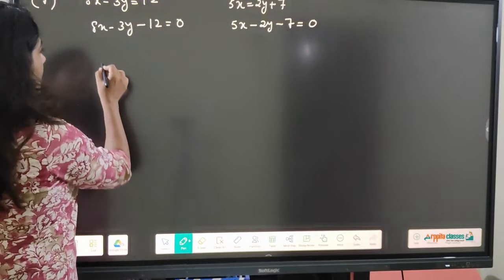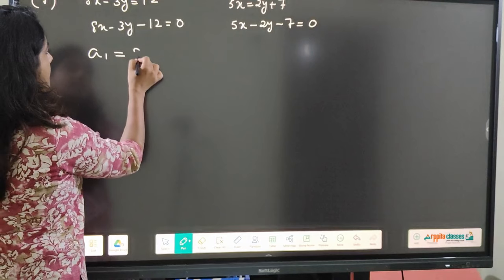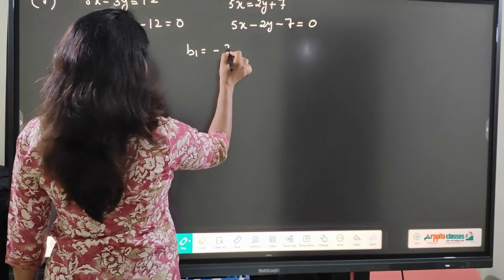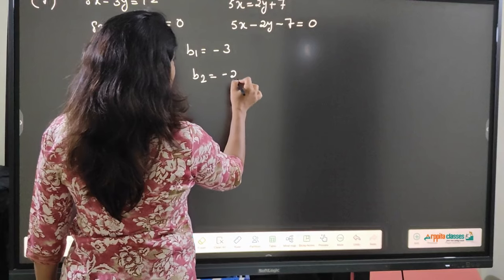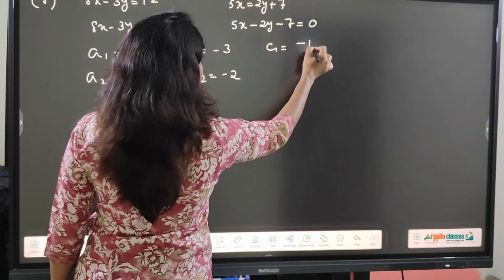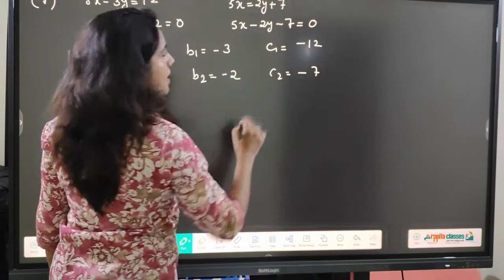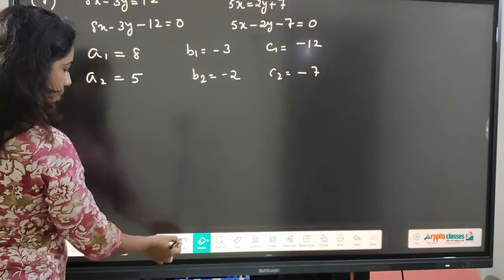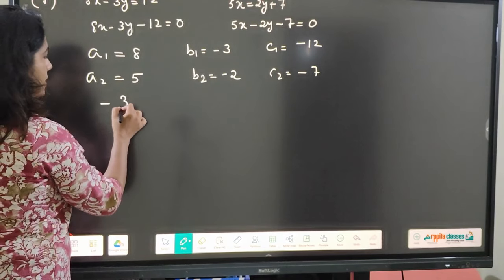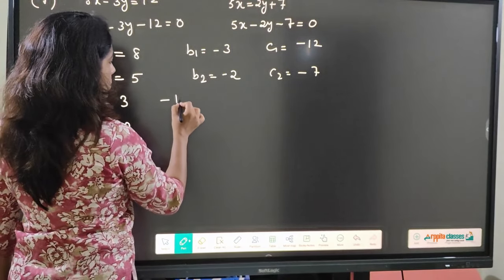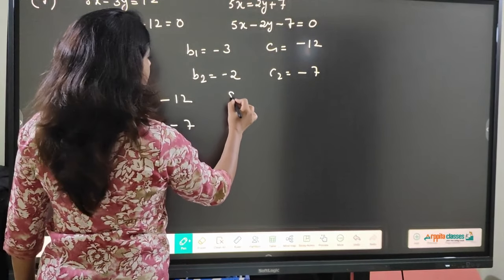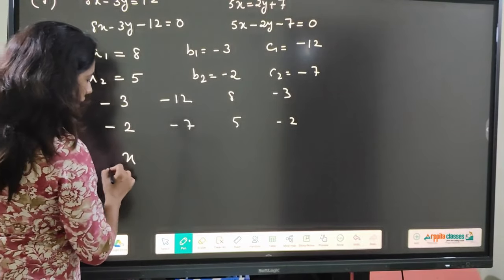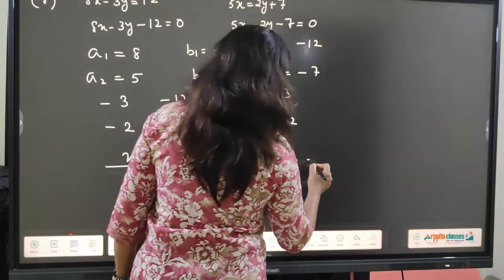Now quickly we will write down our a1, a2, b1, b2, c1, c2. a1 is 8, a2 is 5, b1 is minus 3 and b2 is minus 2, c1 is minus 12 and c2 is minus 7. Now we'll write x upon, first we'll write down the values now. So we'll start from b1, b2, minus 3, minus 2, c1, c2, minus 12, minus 7, a1, a2, 8 and 5, and then again minus 3, minus 2. Okay. Now we'll write x upon, y upon, and 1 upon.